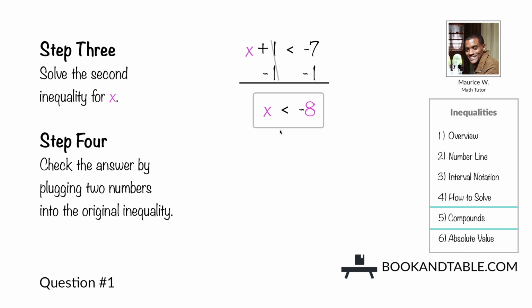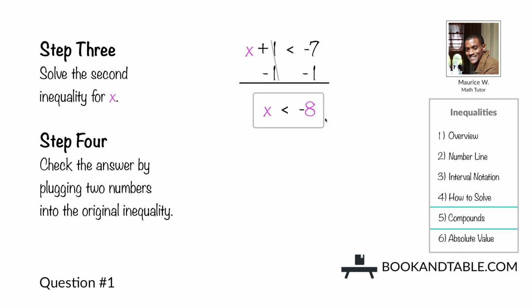Then you go ahead and solve the second inequality for x. x plus 1 is less than negative 7, so we subtract 1 from both sides to isolate x, leaving you with x is less than negative 7 minus 1, which is negative 8.